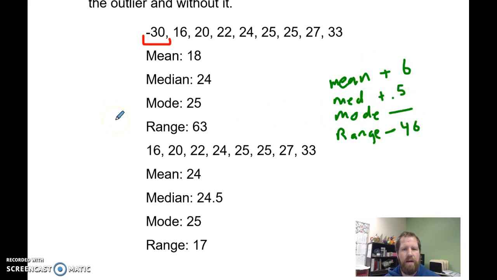When you're looking at the effect of an outlier, the effect of this negative 30 being in there changed my mean by 6, my median by 0.5, my range by 46, and it did not affect my mode at all. All right, that's what we're looking for.